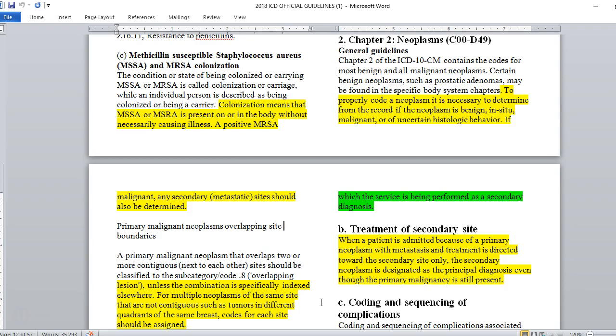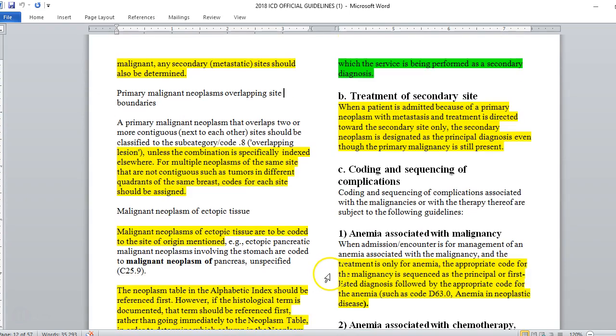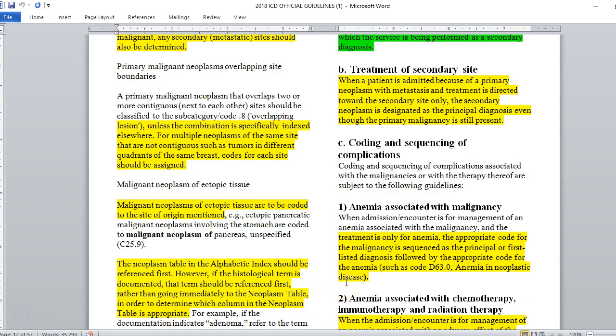Now, on occasion, primary malignant neoplasms overlap what we call site boundaries, okay? So it goes on to tell us that a primary malignant neoplasm that overlaps two or more contiguous, next to each other, sites should be classified to subcategory or code .8, overlapping lesion, unless the combination is specifically indexed elsewhere. So again, if we do not have a specific code and it talks about an overlapping site, then we need to look for the cancer and we're going to put a .8.